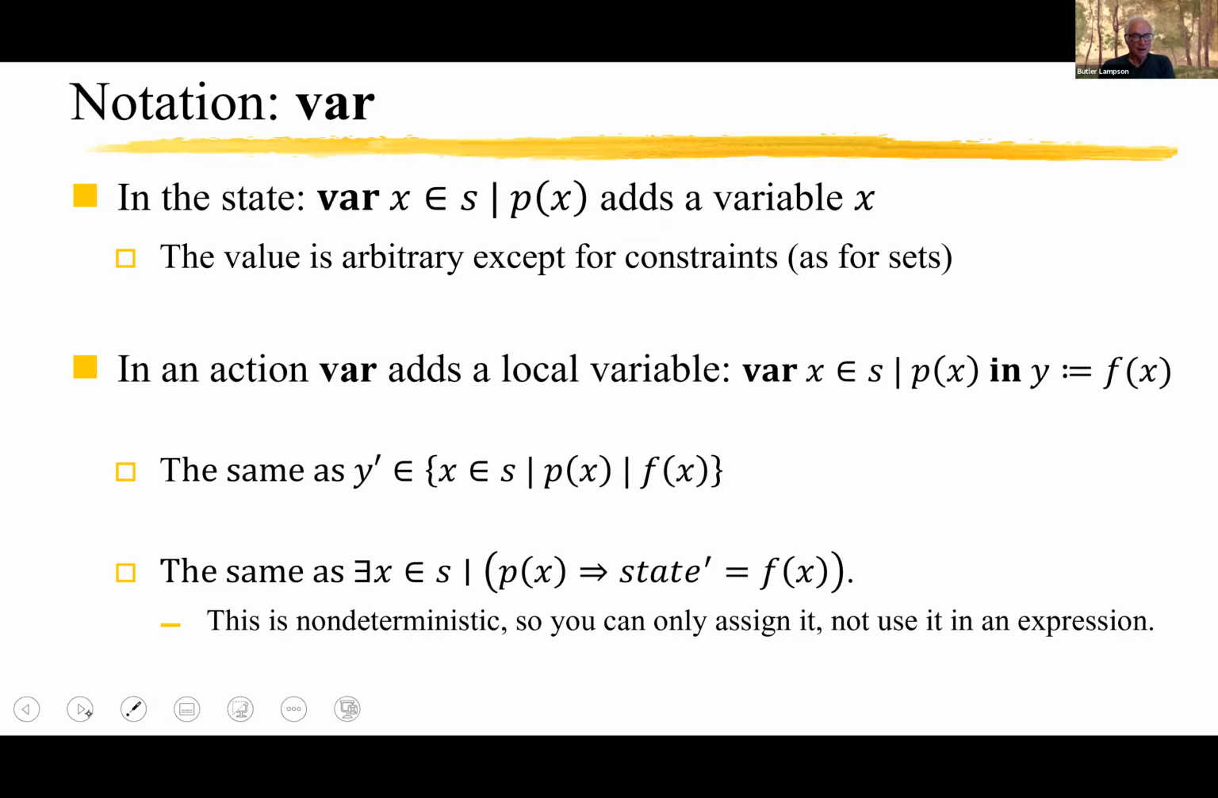Don't worry about it. But the important thing to notice about this construction is that it's non-deterministic. It says that the variable is going to take on some value in S that satisfies p of x, but if there's multiple values, it doesn't tell you which one. And this is the most general form of non-determinism that will show up again and again in specs and high-level code.